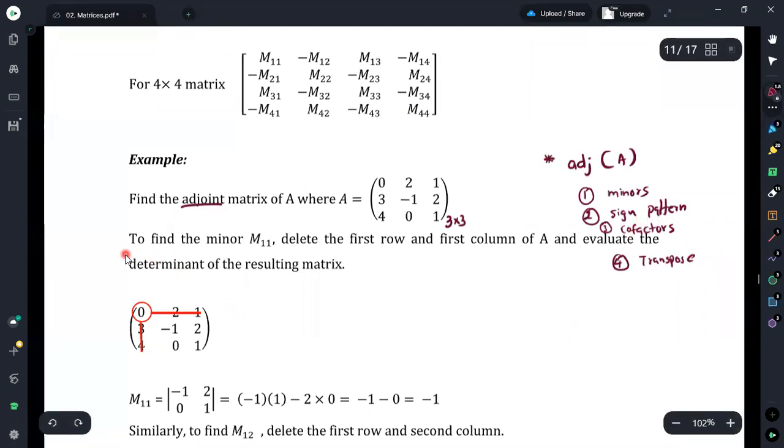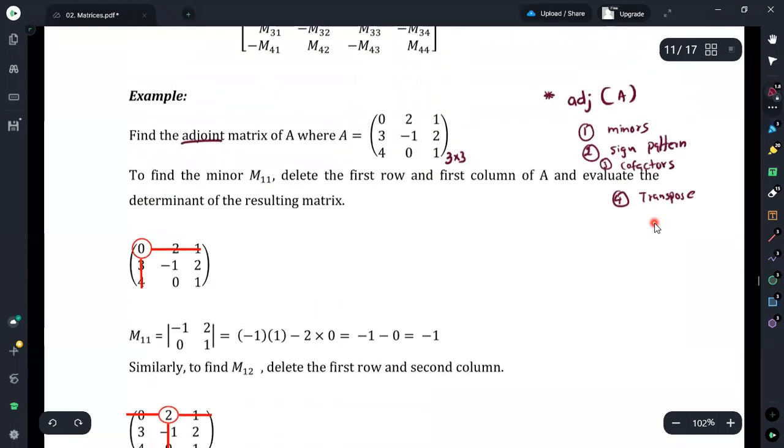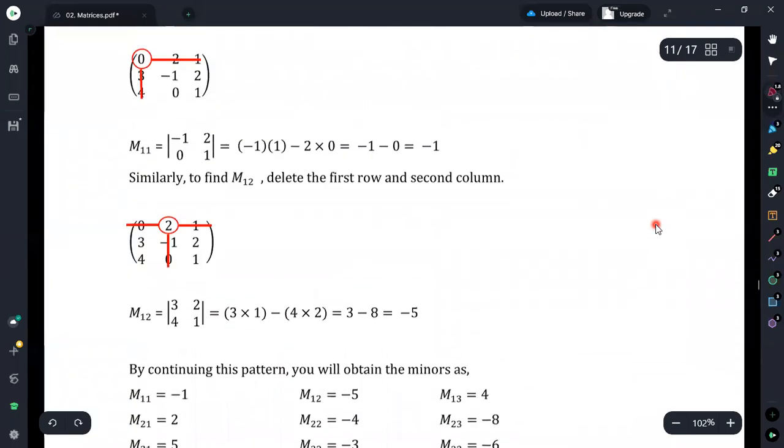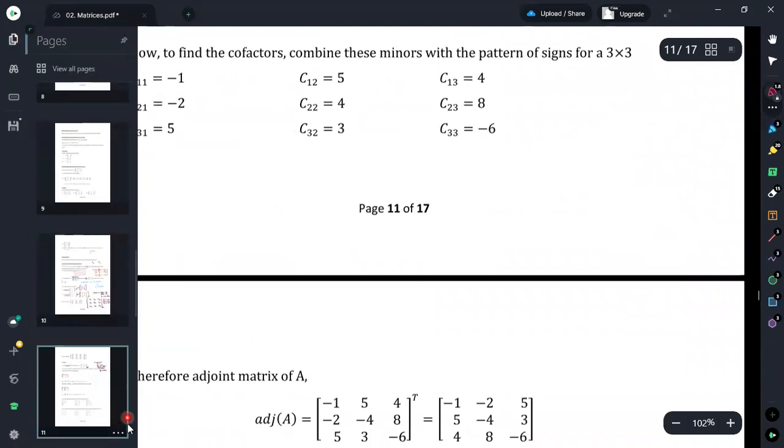Now we can take this as finding the minor M11. What we have to do is delete the first row and first column of the matrix, and then take the determinant of the remaining elements. Therefore, I will show you the calculation below.